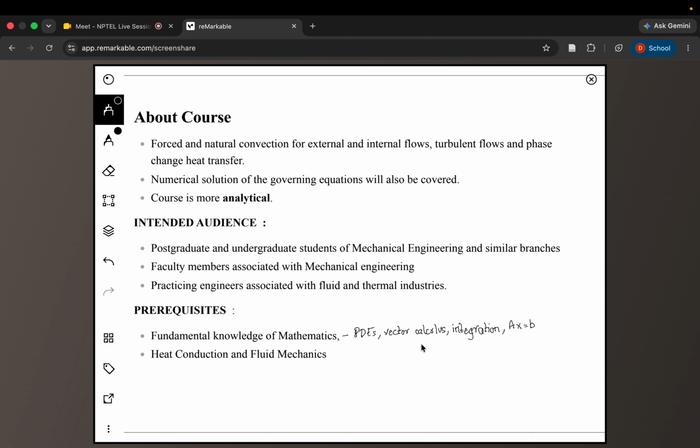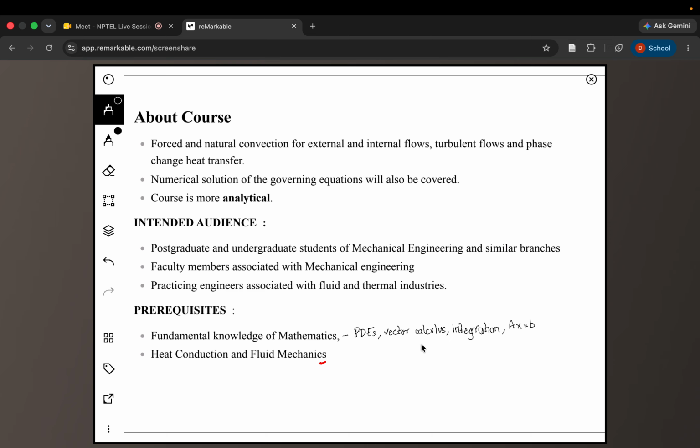Whenever these things come into the picture, we will have a brief discussion on them. If you have any queries, we can discuss them then and there. And then we also need to understand heat conduction, which will not be covered in depth in this particular course. As long as you know Fourier's law of conduction, that should be fine, because that comes in the derivation of the energy equation, which comes in the upcoming week.